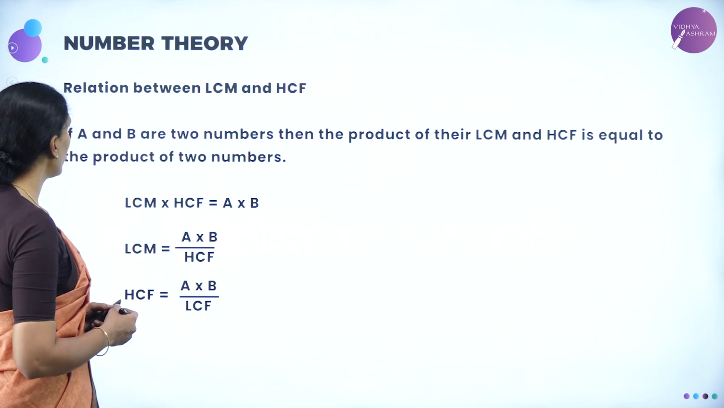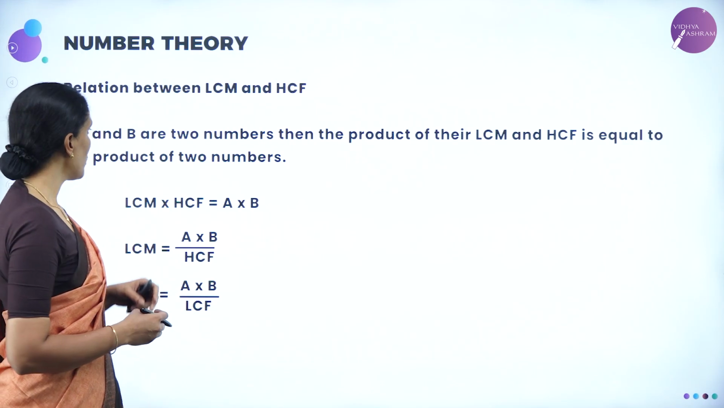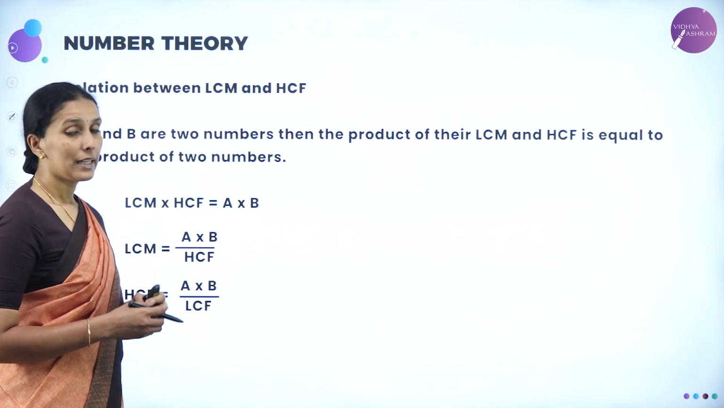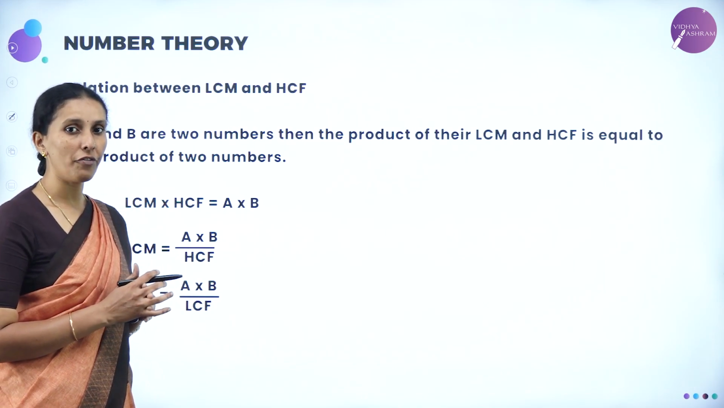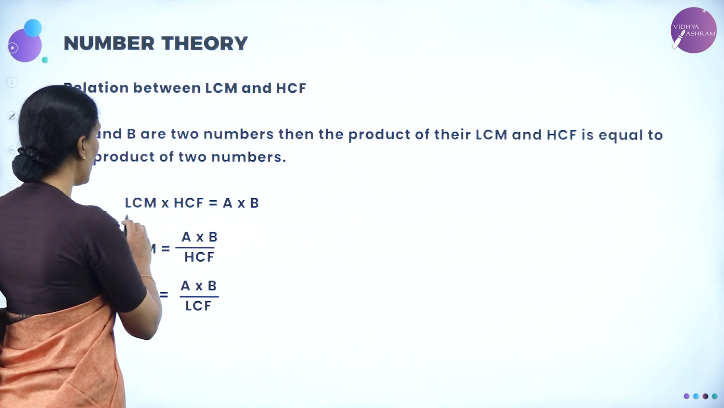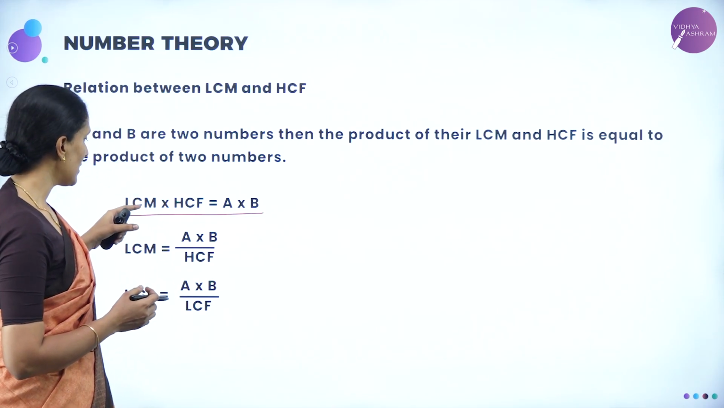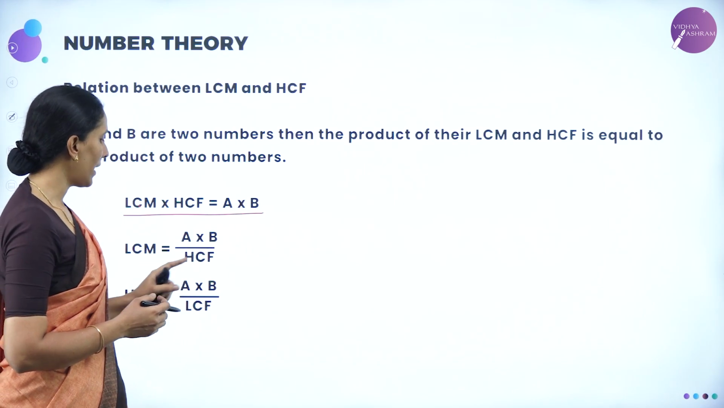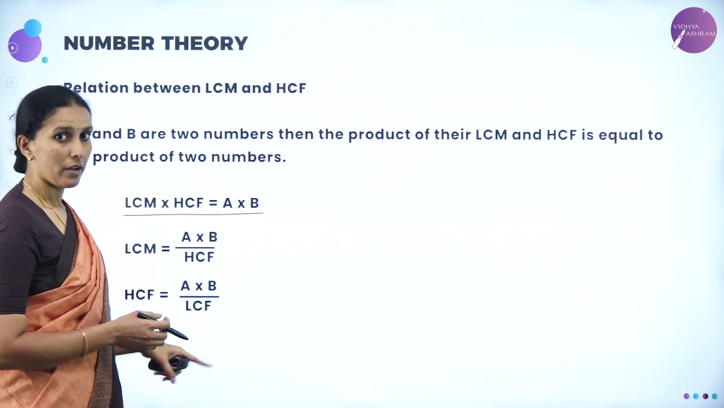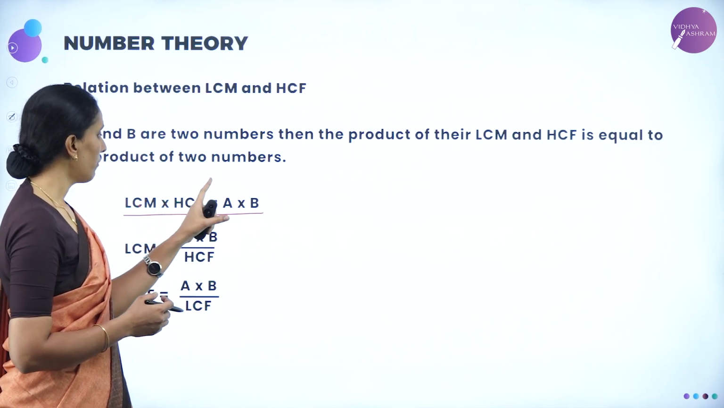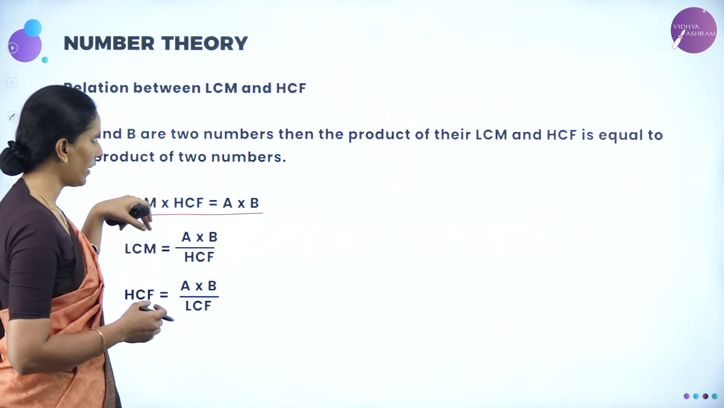The next thing is we are going to find the relation between the LCM and HCF of two numbers. Suppose A and B are two numbers, then the product of their LCM and HCF is the same as the product of A and B. It is given by LCM into HCF is equal to A into B. If you want to find the LCM, divide A into B by HCF. If you want to find the HCF, divide A into B by LCM. Similarly, if you want to find A, divide by B. If you want to find B, divide by A.